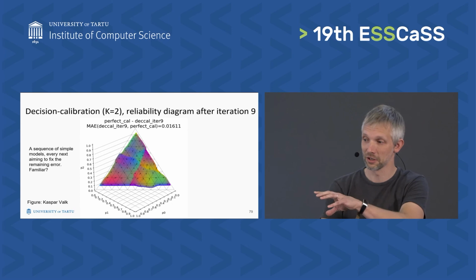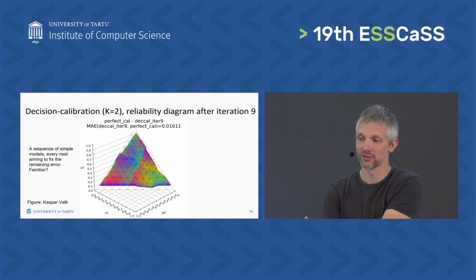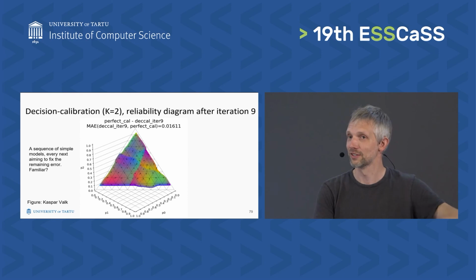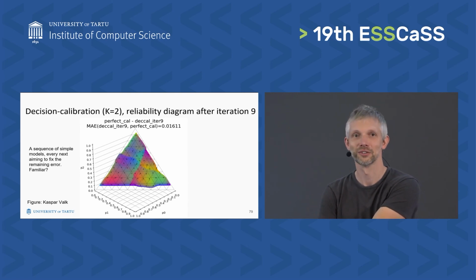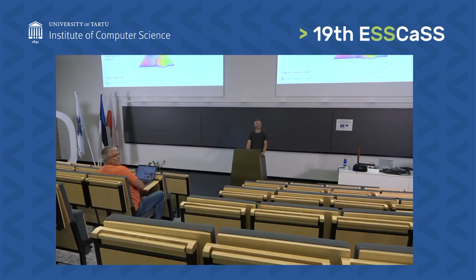By the way, it's just a sequence of very simple models. Every next is aiming to fix the errors of the previous one. Does that remind you of anything in the classical machine learning methods? Any particular method that does a sequence of simple models, where every next tries to fix the earlier errors? Okay. Yay! Boosting, that is. So that's boosting.